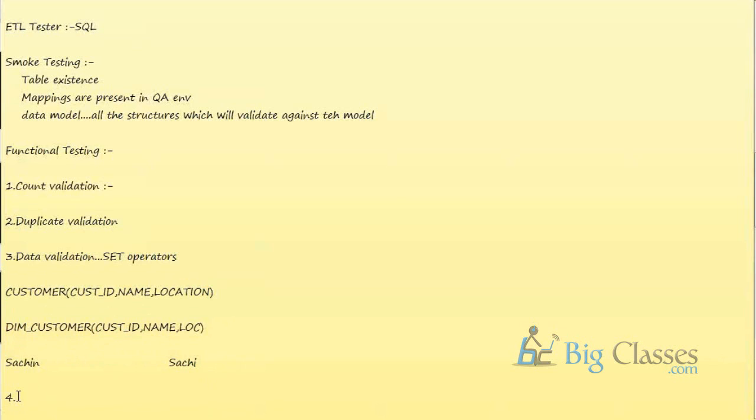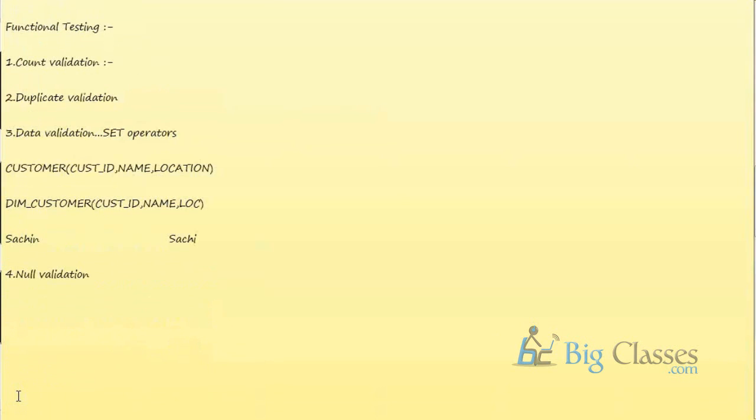And the fourth one you are going to use is the null validation. When your ETL developers are developing the program, sometimes they miss connecting the link between the source column and the target column, which causes null values in your target columns. So you are going to validate the null values and match them with the source, in case there is no data available in the source. You validate the null values using this functional testing. That is how we carry out the functional testing.